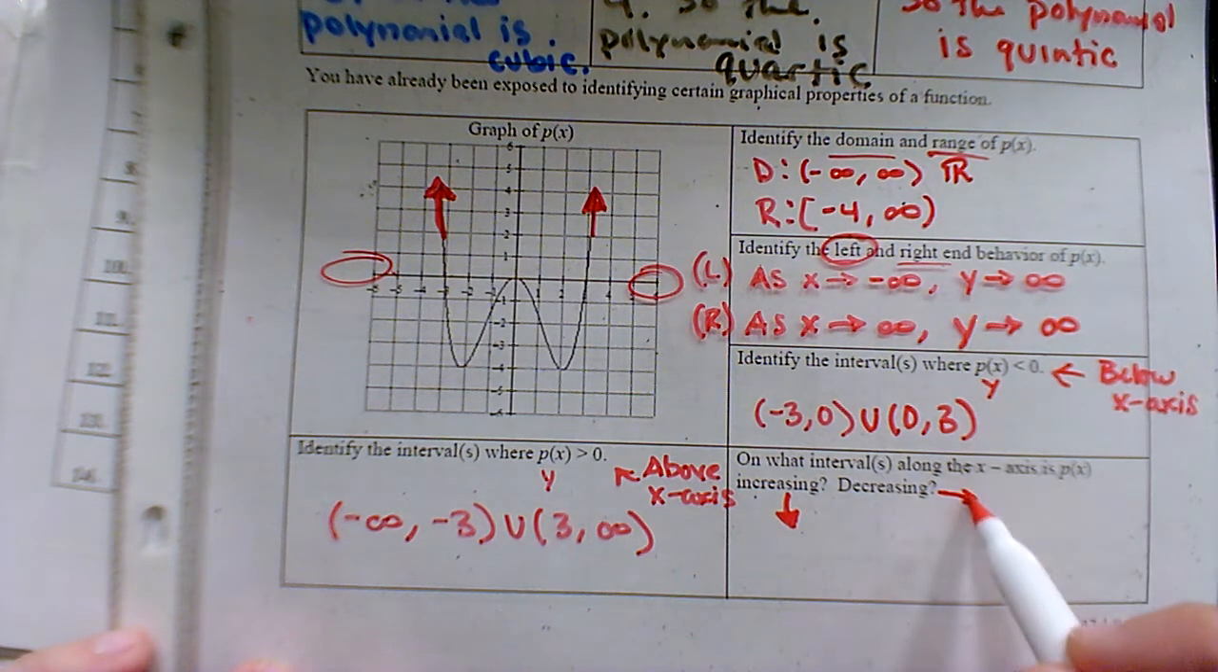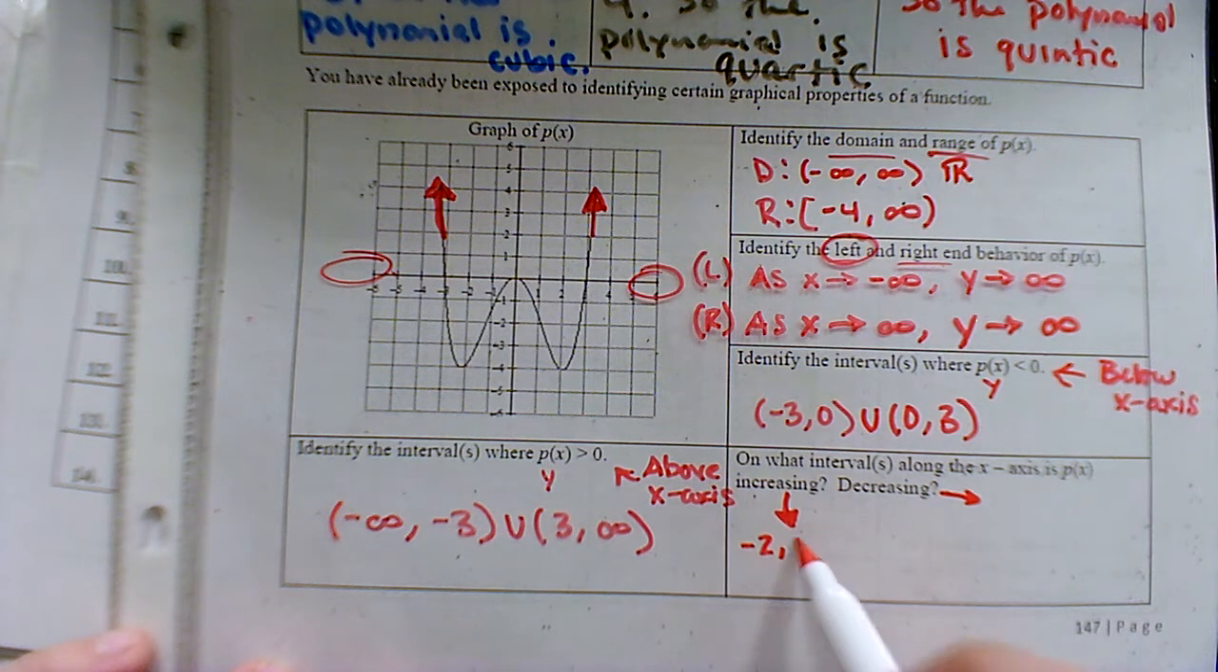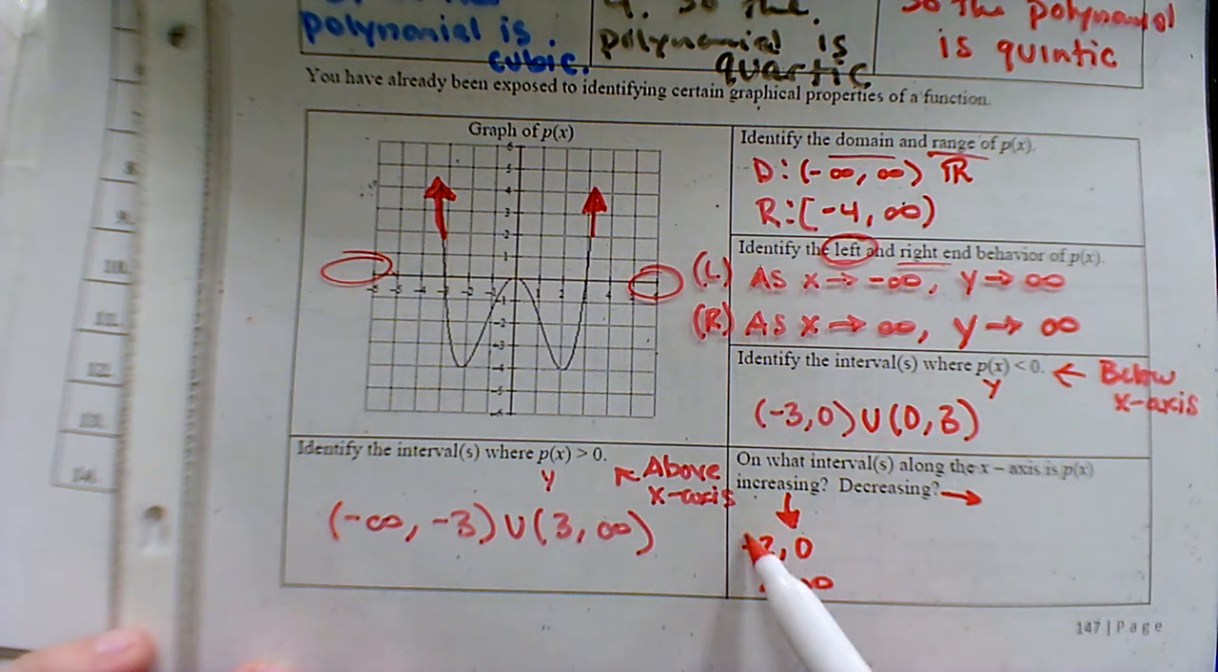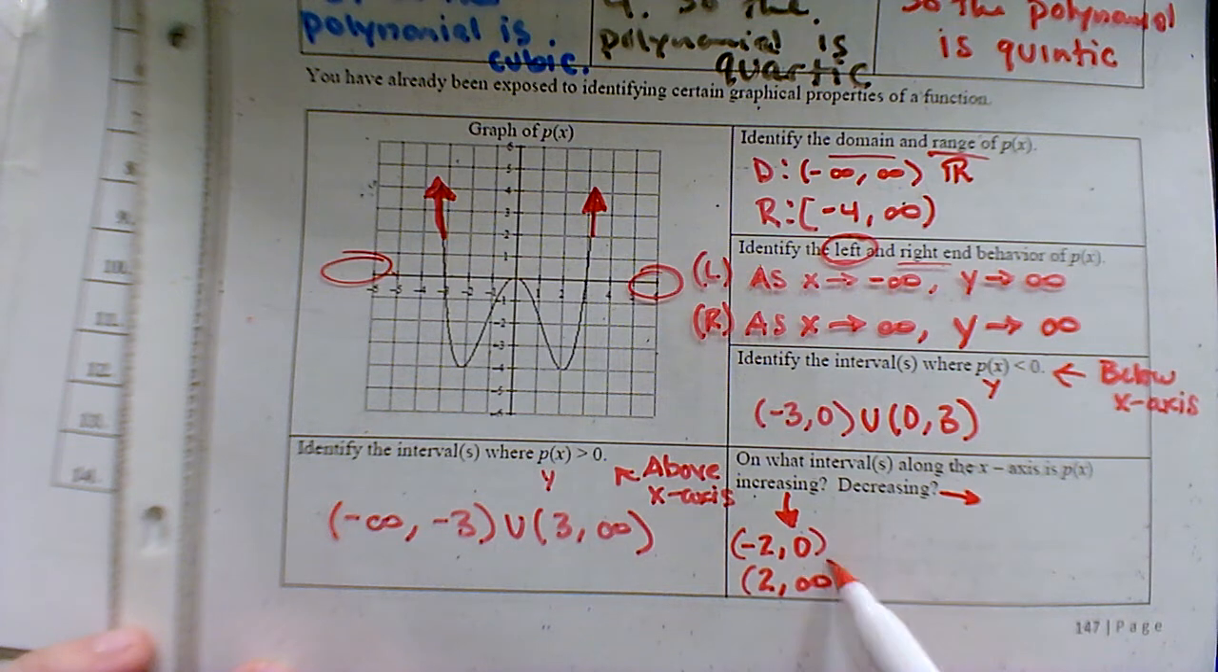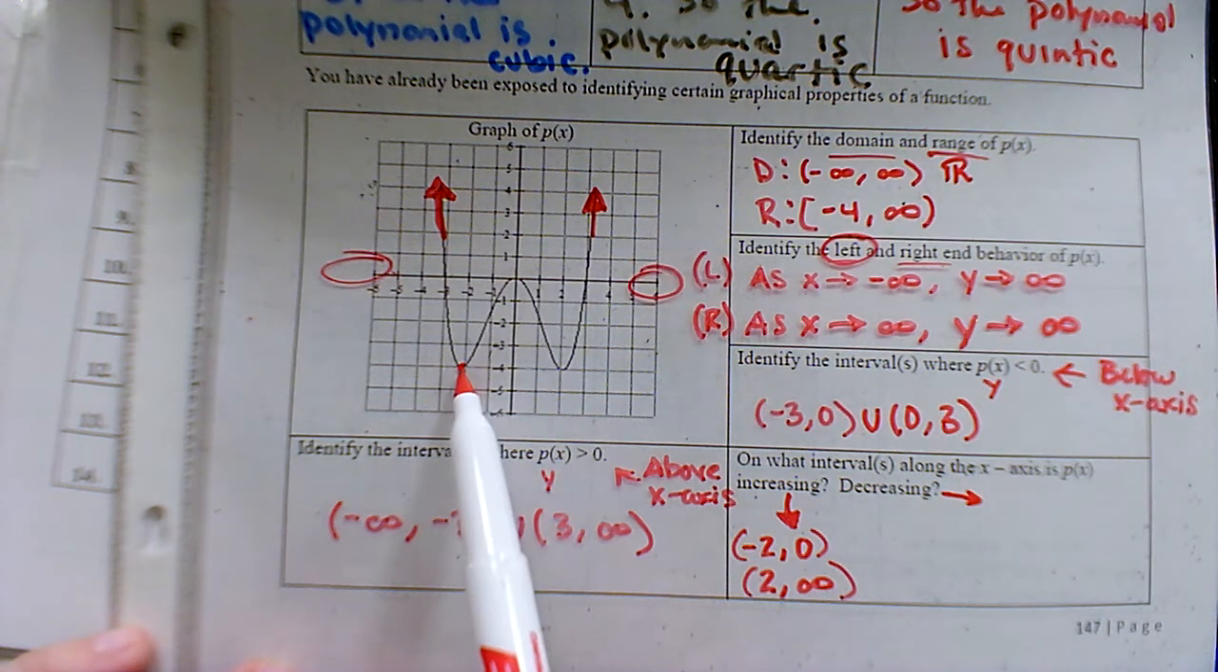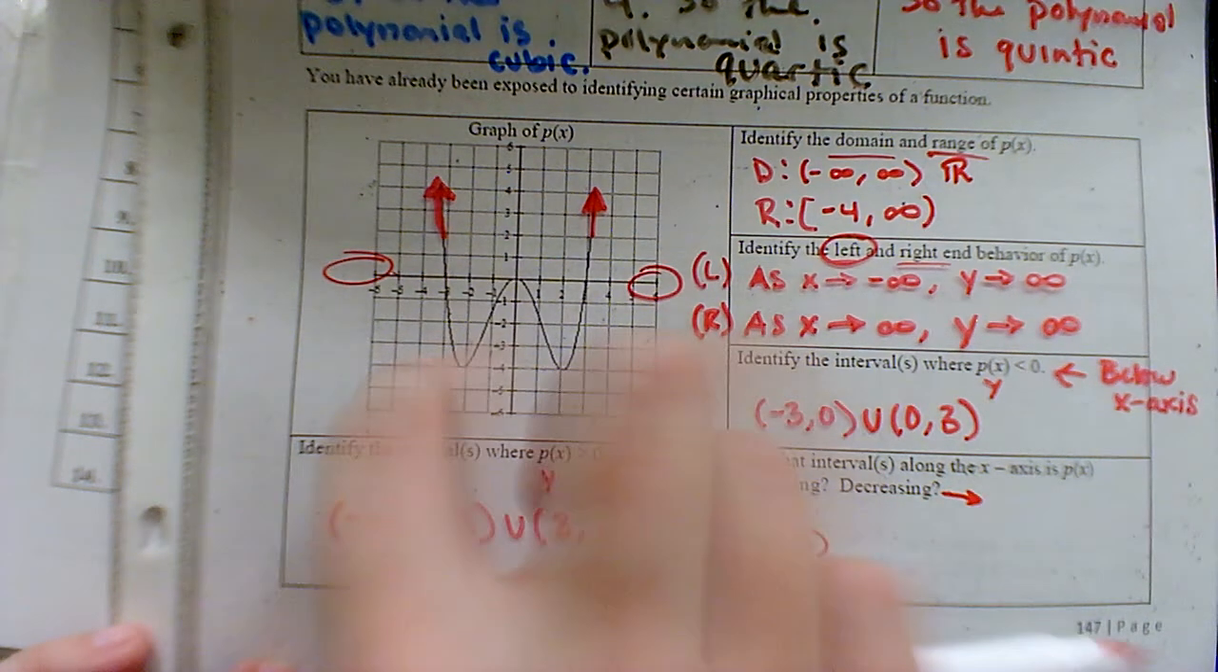Good, Brianna? -2, 0, and 2 to infinity. Brackets, parentheses, what's going on? Parentheses. Parentheses for all of them. Good. Okay, so increasing, decreasing, constant, those are always parentheses. I think we talked about, because if you were at -2 right here, how can you tell me for sure if you're going up or down, right? If you're at a low point. Okay, so those look good.